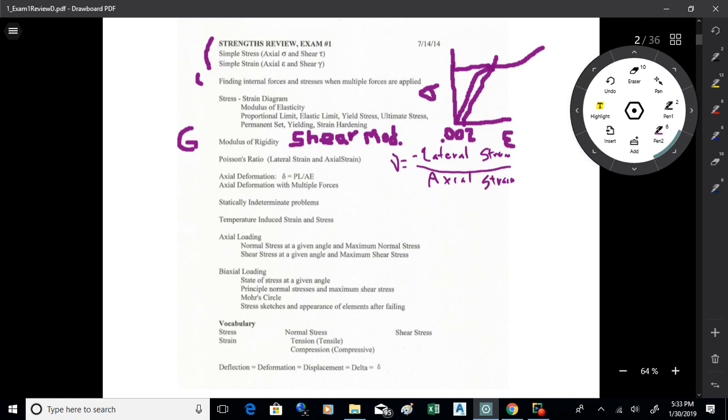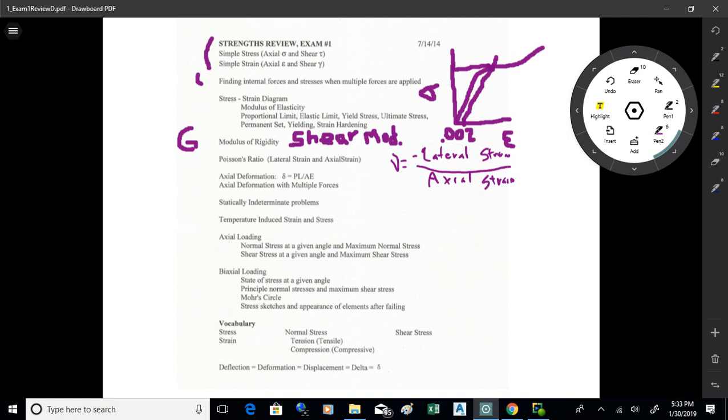Okay, then we did the axial deformation stuff, which is delta equals PL over AE. And we did that when we had multiple forces applied to an object as well. We did statically indeterminate problems. You want to approach those by first recognizing that they're statically indeterminate, and then you write as many statics equations as you can for the problem, and also use delta equals PL over AE, and combine those together to solve for the forces and deformations eventually if you need to.